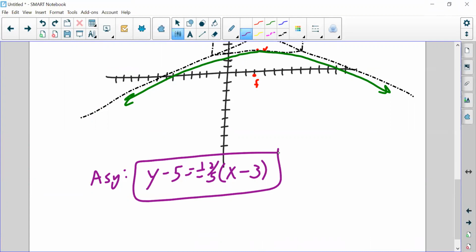Any questions over that type? It changes just slightly. All right, finish up the worksheet.